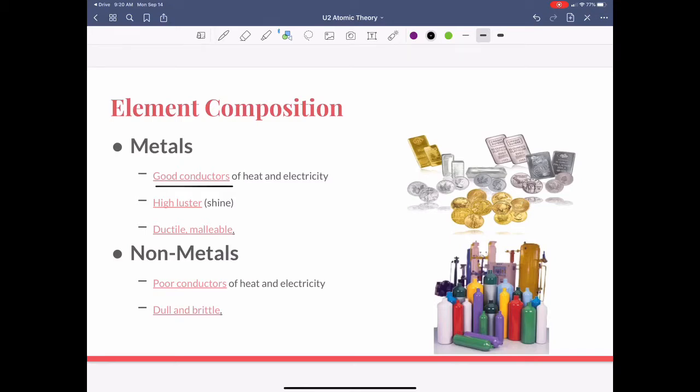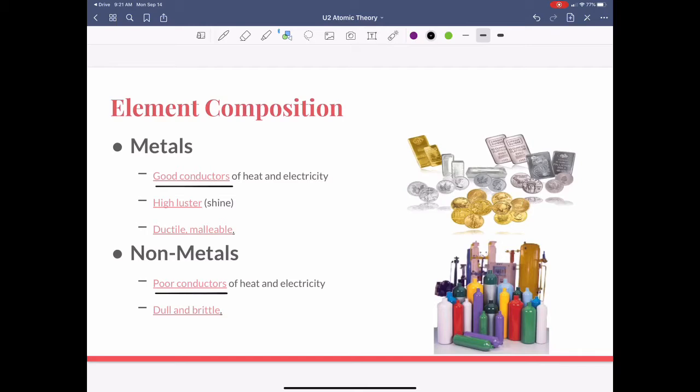All right, so there's metals and then there's non-metals. They're poor conductors of heat and electricity. We would probably most directly think of plastics, things like that. Dull and brittle, right? Think about a rock. It's pretty dull. It's really brittle. It'll break off. Not a metal. So non-metals: poor conductors, dull and brittle.